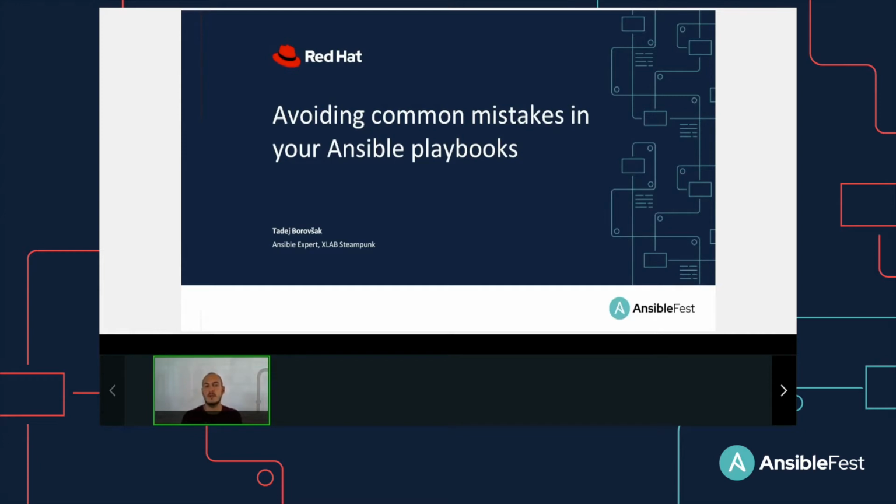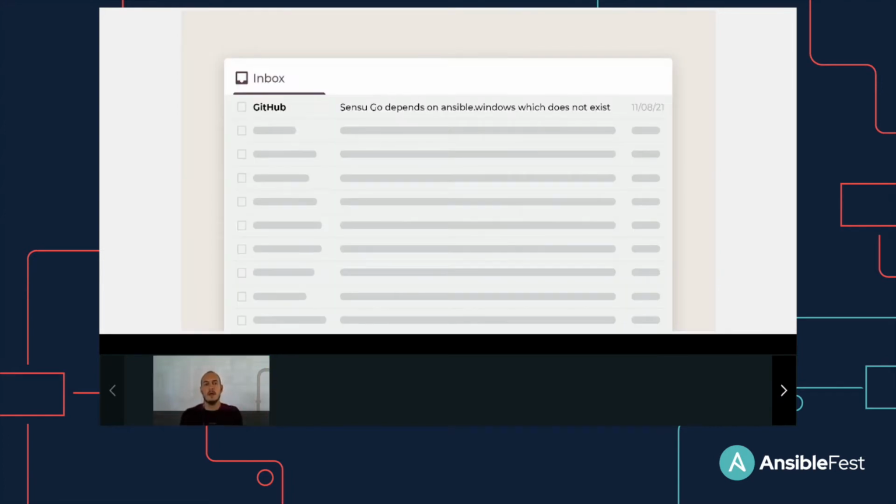So today we'll talk about writing reliable Ansible playbooks and roles. About 6 months ago, I received a notification from GitHub. The subject of the email said something along the lines of "Sensugo collection depends on Ansible Windows, which does not exist." And at that moment I went, what? And I had a good reason for my reaction.